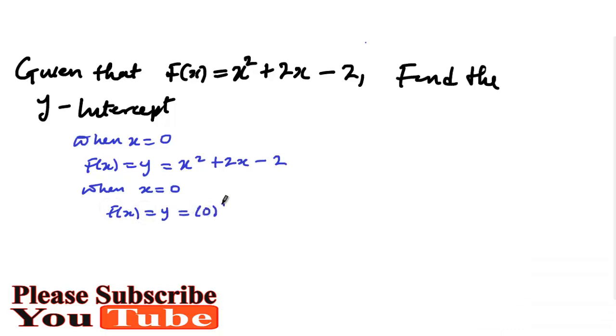So when x is equal to 0, then f of x, which is the same thing as y, will be 0 squared plus 2 into brackets 0 minus 2. So this 0, this is 0. So y is equal to what? Minus 2. So the y-intercept of this particular graph is minus 2.